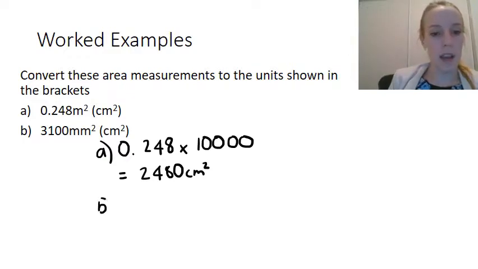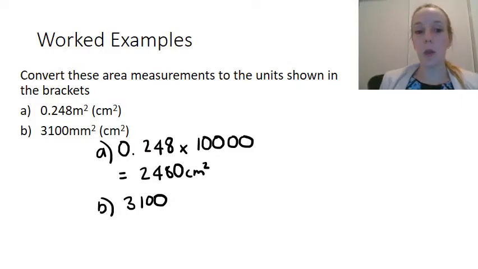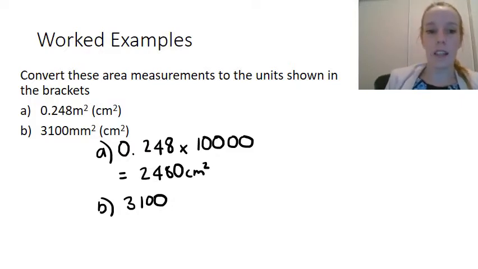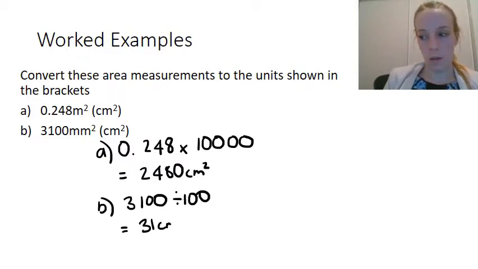So for B, we've got 3,100 millimeters squared, and we're converting to centimeters squared. So normally we divide that by 10, but because it's units squared, we're going to divide it by 100. So move our decimal place 2 spots, which leaves us with 31 centimeters squared.